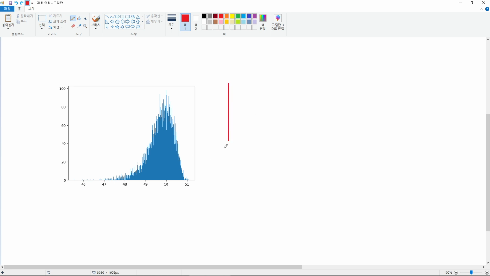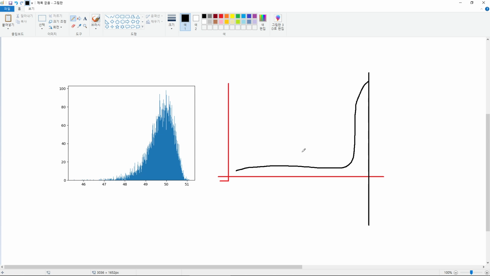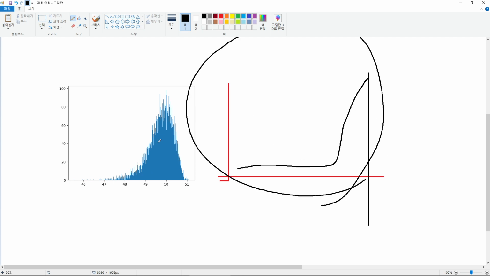Now, one final distribution that I really need is something like this. Yeah, something like this. Really left skewed. So I'll need to implement that.